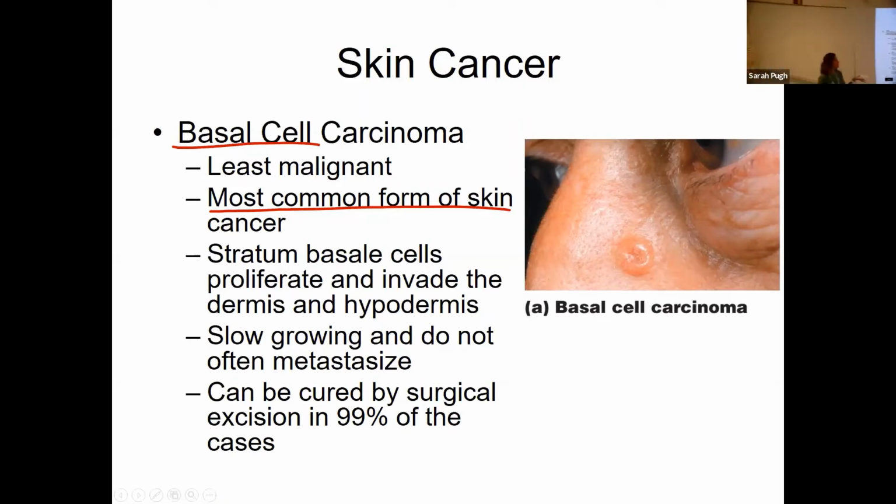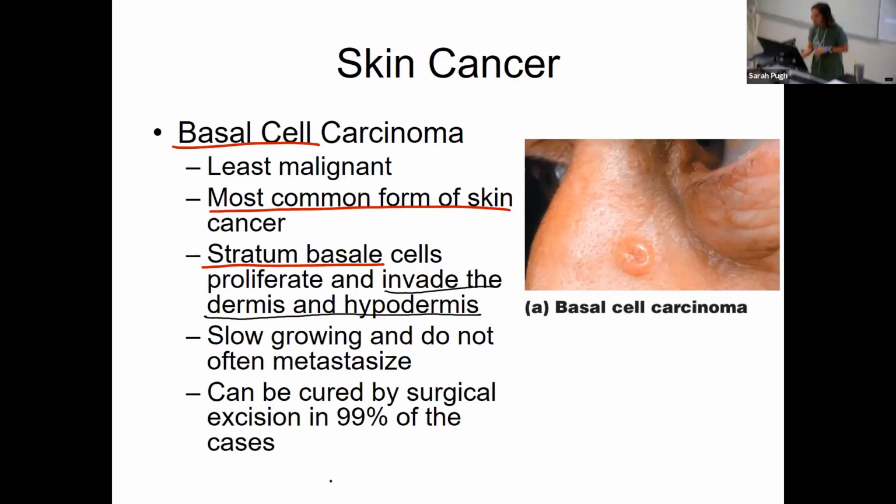So the reason we call this one basal cell carcinoma is because it arises from that bottom layer, stratum basale. So what's happening is cells in the stratum basale are dividing uncontrollably, and they're actually pushing downward, down into the dermis. So they're invading the dermis and the hypodermis. Now this one, like I said, it's slow growing. It does not metastasize very easily.